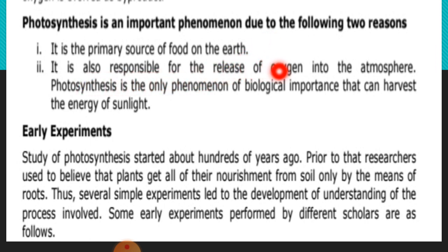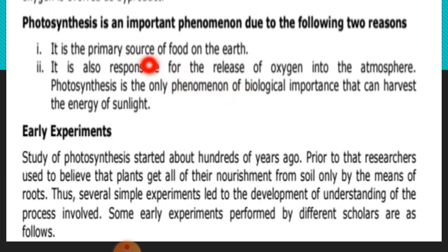It is also responsible for the release of oxygen into the atmosphere. The second product is oxygen. Oxygen is essential for animals, because without oxygen no respiration takes place, and oxygen is released during the process of photosynthesis. Photosynthesis is the only biologically important phenomenon that can harvest the energy of sunlight, which is renewable and we can use it till the end of life. So it is an important and essential process for living things.